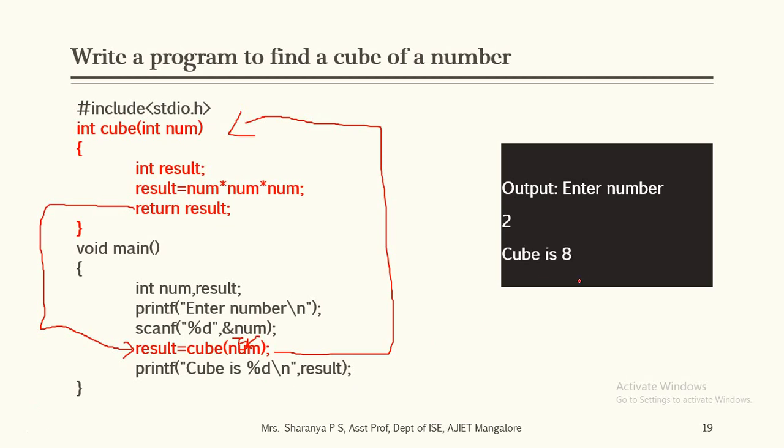Cube is 8. This is how internally, when the function is called, it will go to the function definition wherever it is written in the program, and then it will execute that part of the program, and then it will go to the continuation of the main. So this is how functions work.